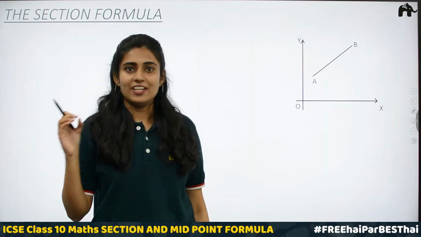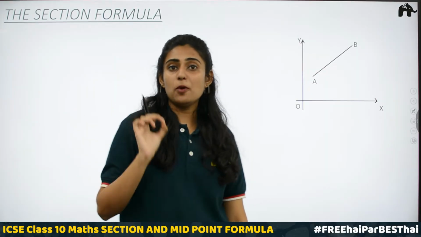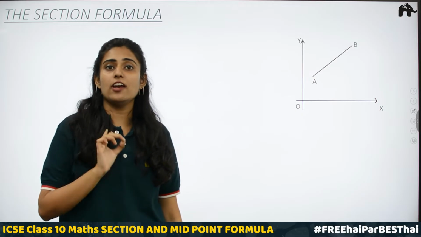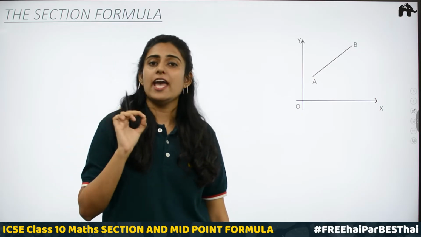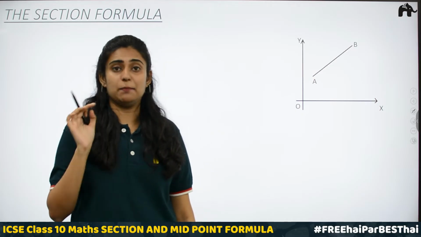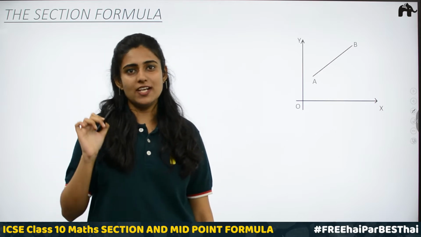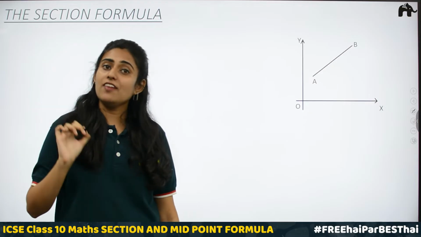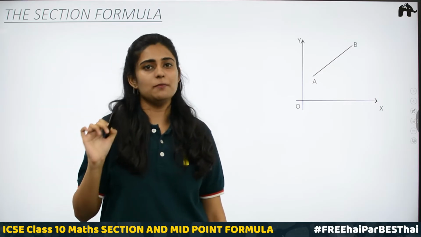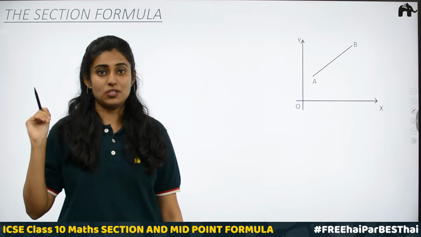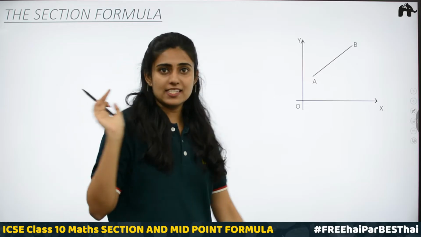We discussed the section formula for a point P which divides a line joining A and B in the ratio m1 is to m2, given by P(x, y). x is equal to m1x2 plus m2x1 divided by m1 plus m2 and y is equal to m1y2 plus m2y1 divided by m1 plus m2. Now let us see how we get this x and y.